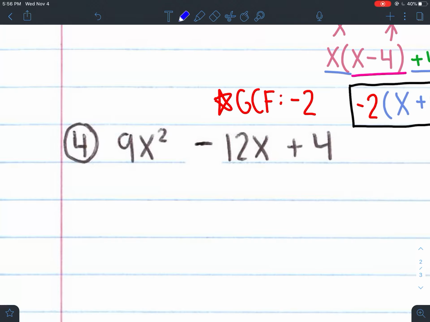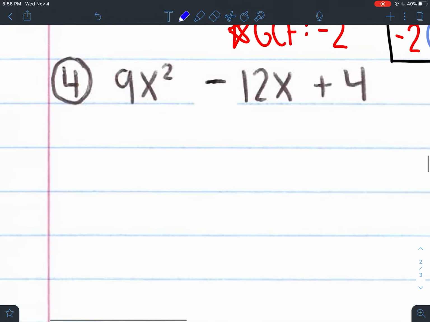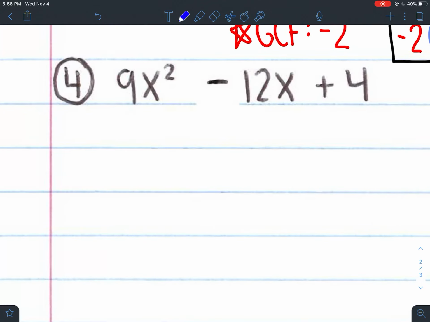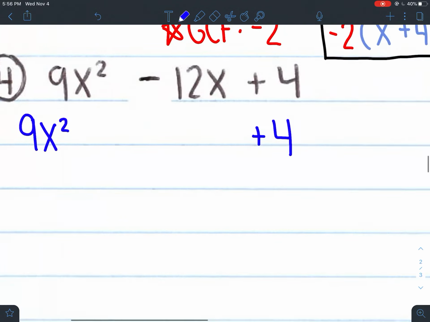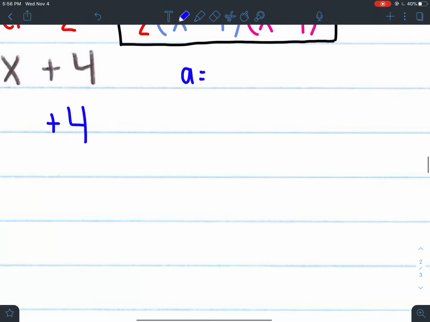Now, this one doesn't have 2 terms. It has 3 terms. So can I proceed to AC method because I have 3 terms? Yes, you can proceed. Now, when you do AC method, the whole reason is that you're trying to uncombine the like terms of that middle term. You're trying to split this guy back up. So you know that 9x squared is going to stay the same and positive 4 is going to stay the same. So we're going to do A, B, C here.